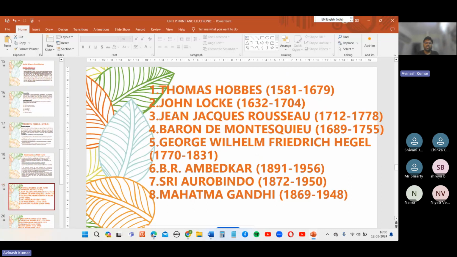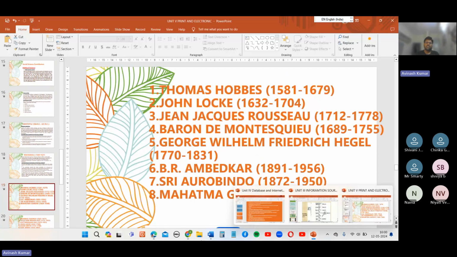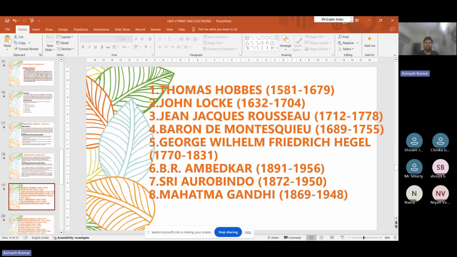Thomas Hobbes, John Locke, these are the international social science contributors. Baron George, B.R. Ambedkar, Sri Aurobindo, Mahatma Gandhi. These are Indian, but they are famous nationally and internationally also. So that is the reason for the name of the international list.